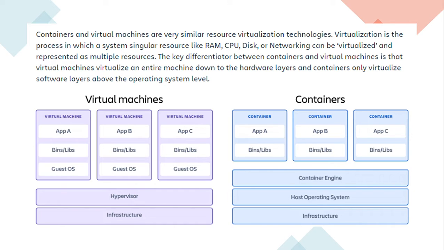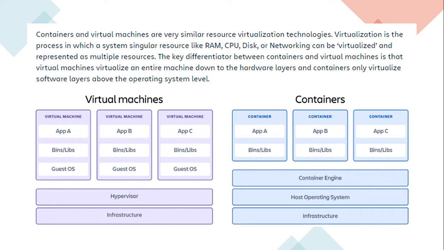So containers and virtual machines are very similar resources which are used for virtualization. Virtualization is a process in which a system's singular resources such as RAM, CPU, disk, or networking can be virtualized and represented as multiple resources. The key differentiator between containers and virtual machines is that a virtual machine virtualizes an entire machine down to the hardware layer, and containers only virtualize software above the operating system level.